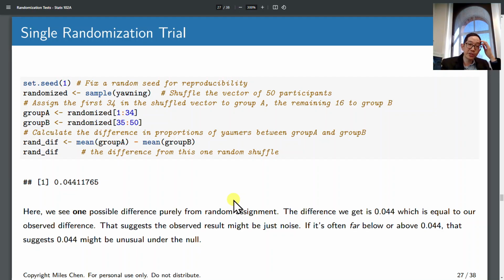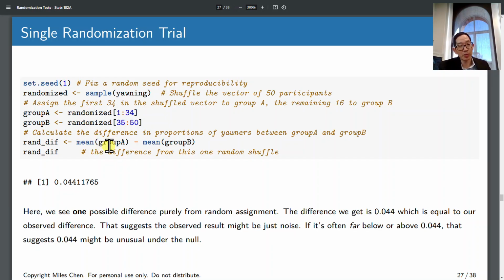All right, so here is just one randomization trial. I take my vector of 50 true-false values in yawning, I sample them, and that's going to give me randomized values. I'm going to just take the first 34 values and put them into group A. So this is going to be just 34 shuffled values. I take the remaining 16 and I put them into group B. That's going to be just 16 shuffled values.